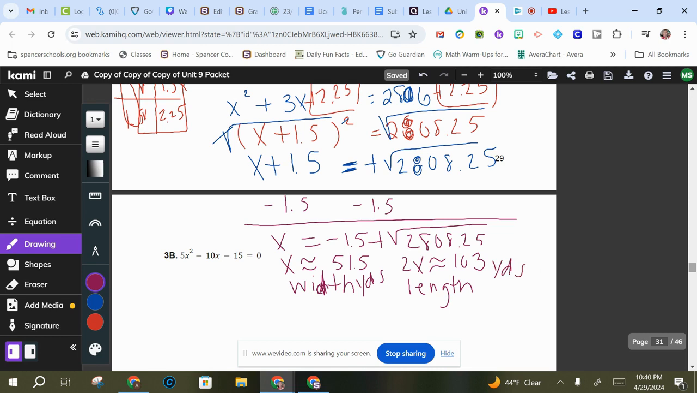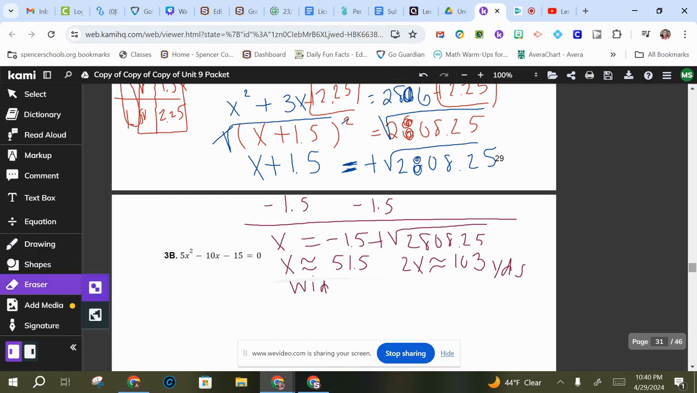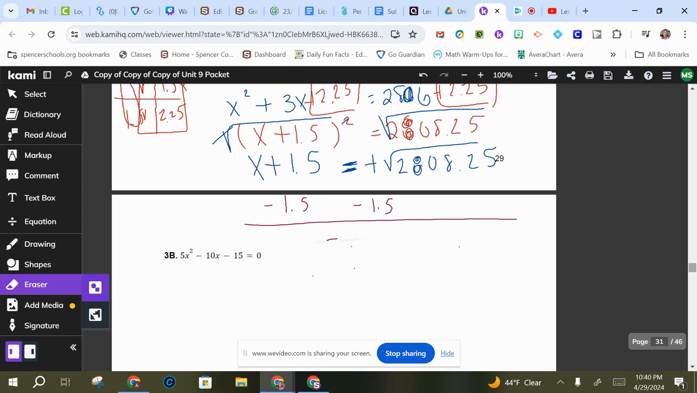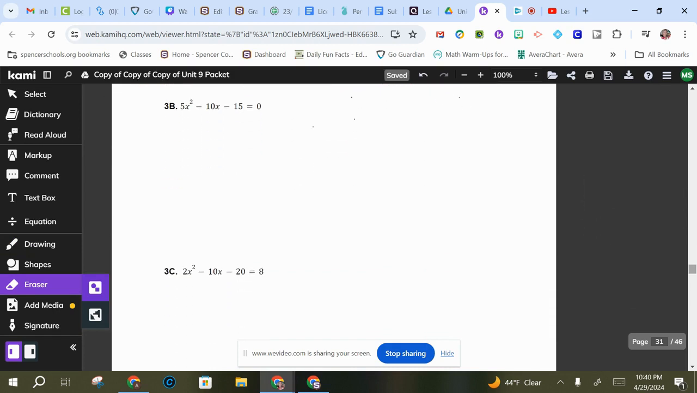So go ahead, if you are a fan of turning this off, trying it on your own, and then checking, fast forwarding to see if you get the right answer. And if you don't, rewind and watch what you did and figure out what you did wrong. Or you can watch this whole thing if you're still struggling.